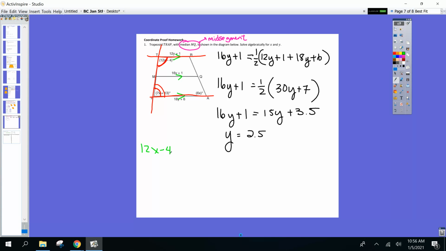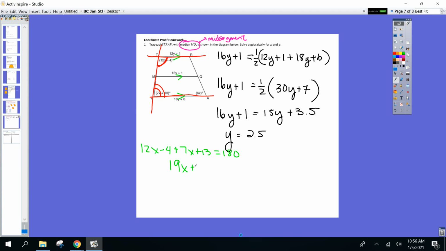2x minus 4 plus 7x plus 13 equals 180. Now, if I called on you, you might say angle P and angle A are congruent because they're base angles. But that's only in an isosceles trapezoid, remember. Base angles are only congruent in an isosceles trapezoid, kids. Not here. All right, do your thing.